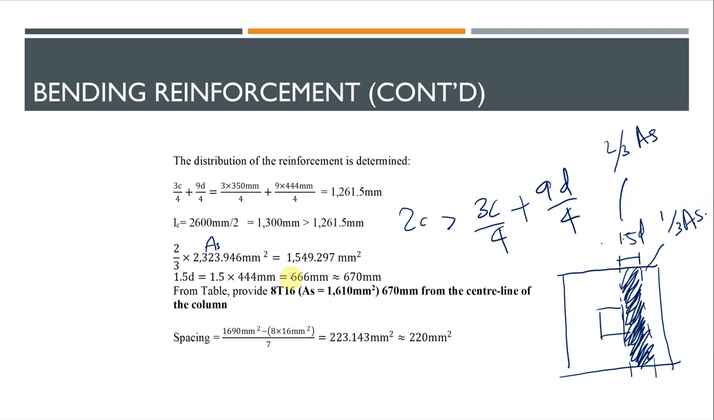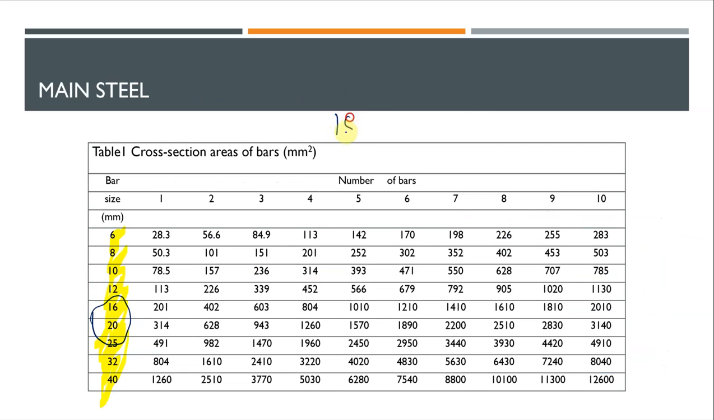And I refer pada table. I tengok value I dapat here 1549.297, 2/3 AS. Okay, so this one yang akan concentrated dekat face of the column up until 1.5D from the face of the column tu. Okay. I refer dekat this table.